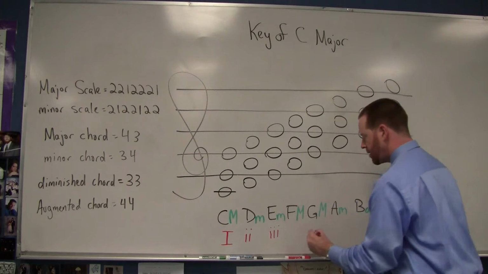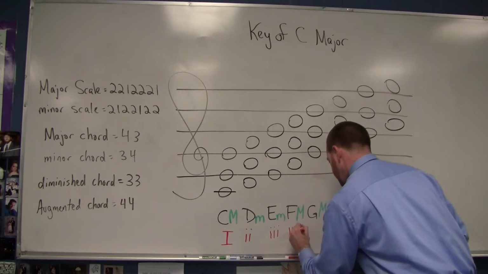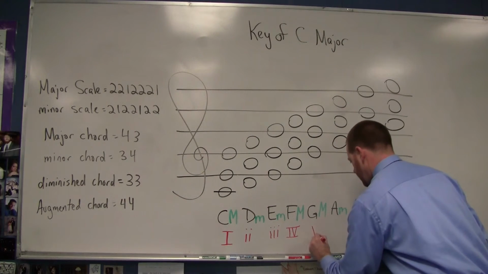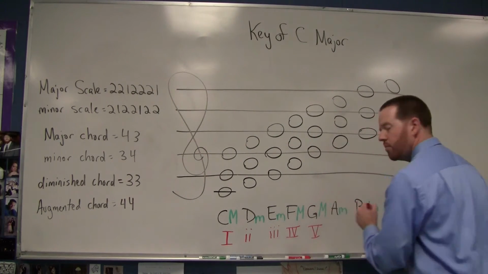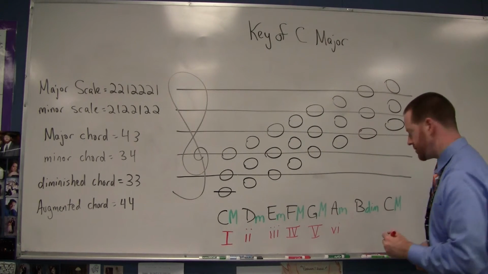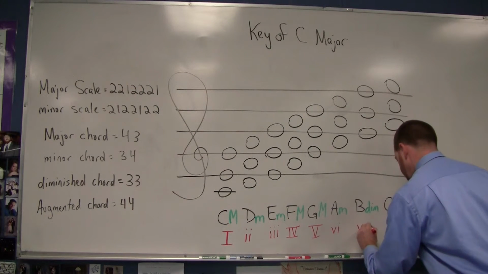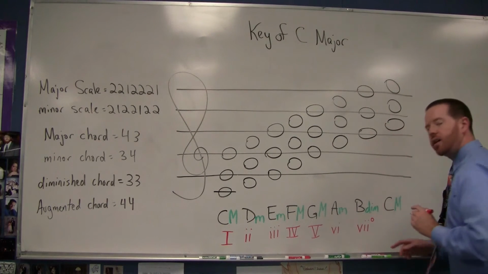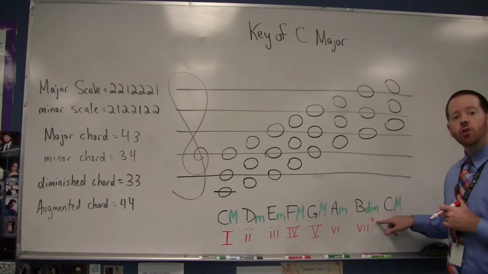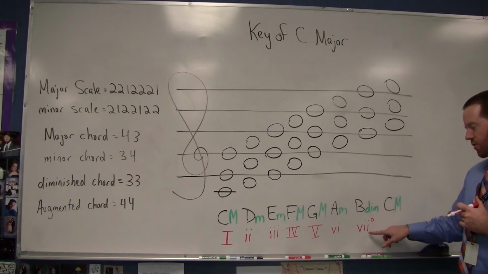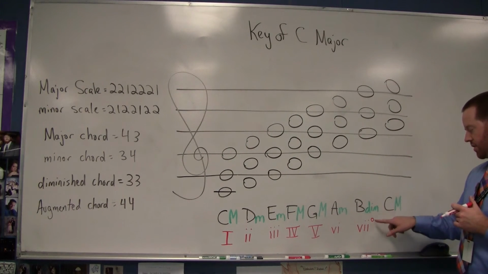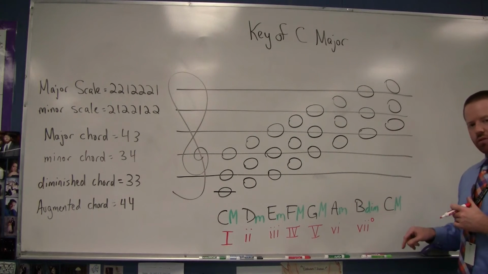Minor 3. Major 4. Major 5. Minor 6. And you'll notice with the diminished chord we also add what looks like a degrees sign. And that's to show that it's not a minor chord, it's actually diminished. Right? So it's 7 with a circle to show that it's a diminished chord.